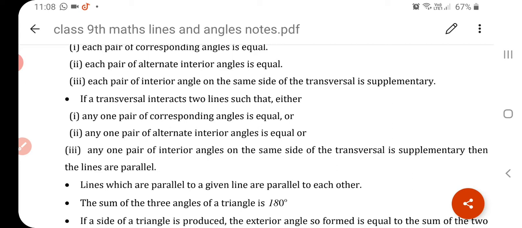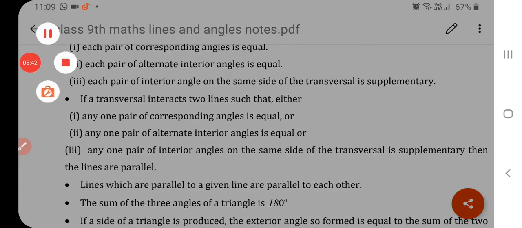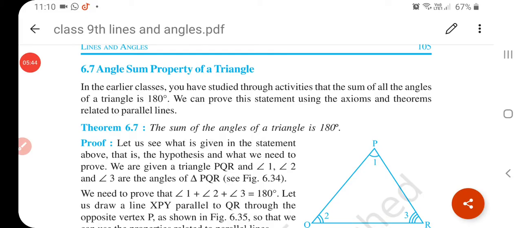The sum of the three angles of a triangle is 180 degrees. Now, today's topic is the angle sum property of a triangle. Understand? Till now, we have studied five to six theorems and axioms, so you have to remember these axioms and theorems. I hope you have completed exercise 6.2 in your notebook. Now our topic is the angle sum property of a triangle.